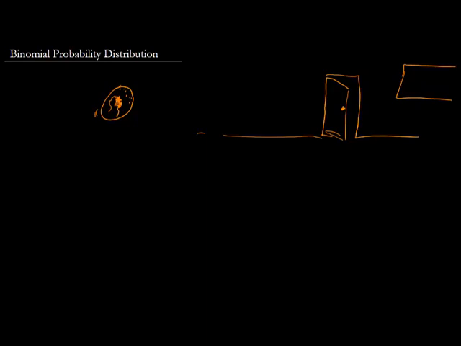Hi, today we're going to talk about the binomial distribution, or the binomial probability distribution function. The binomial distribution function is a function that has two outcomes. You'll often see it as a flipped coin, right? You flip a coin and it's either going to be heads or it's going to be tails.